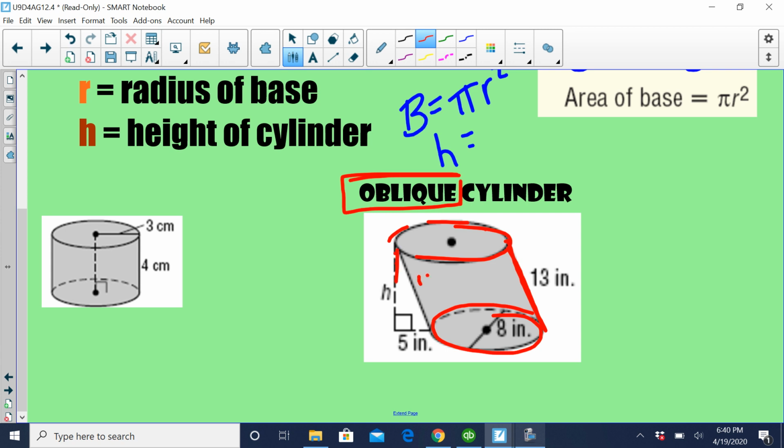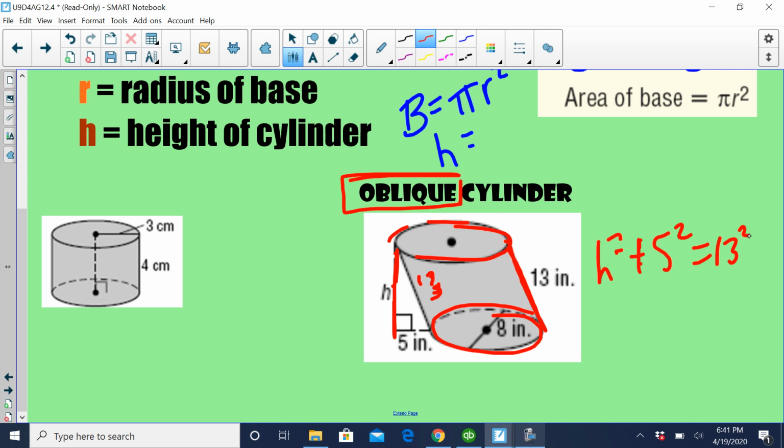So what I could fill in is, I know this side is 13. How would I find that height right there? We're going to use our Pythagorean theorem. H squared plus 5 squared is equal to 13 squared, and then we would go about solving.